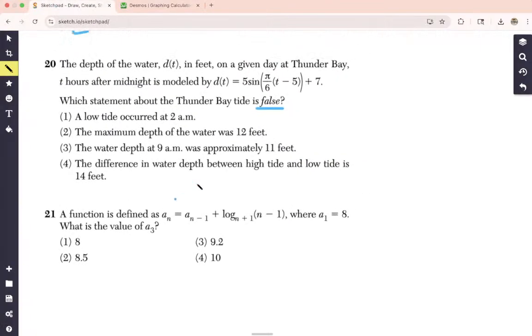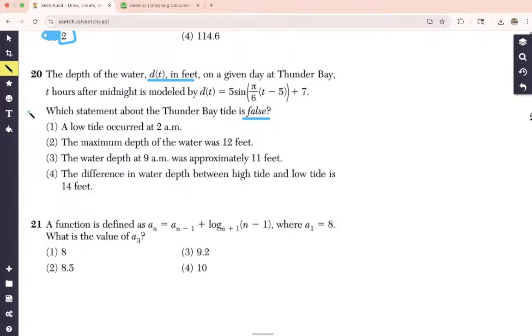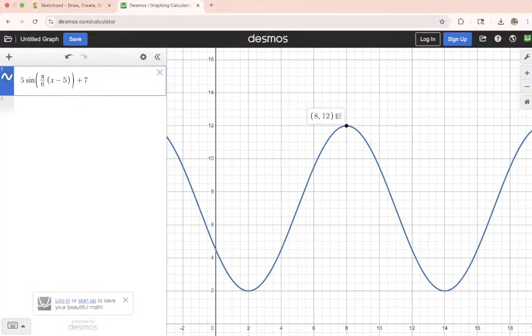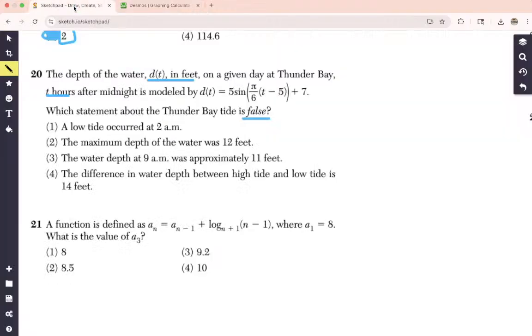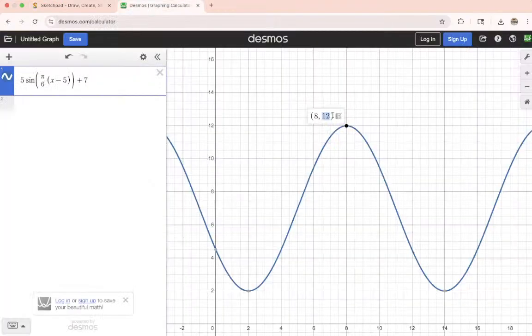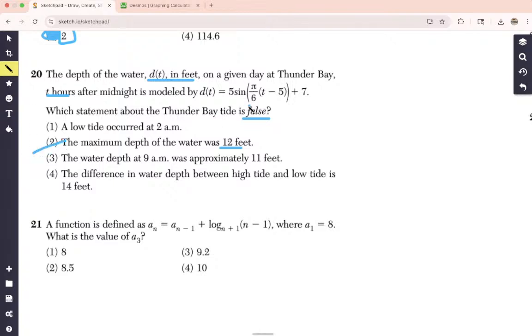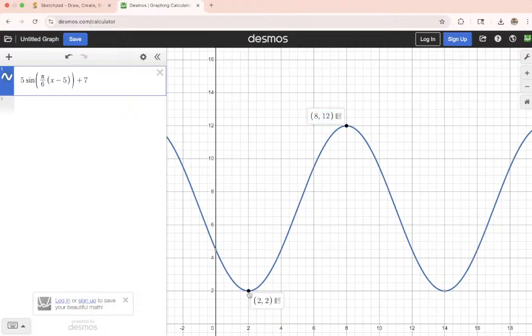So the depth of the water in feet. On our x-axis it's going to be time, and our y-axis is going to be the depth of the water. Notice how the maximum depth of the water is 12 feet, right here. We're trying to look for the statement that's false, so this is a true statement, which means it can't be that. The difference in water between high tide and low tide is 14 feet. Low tide, high tide, the difference looks like 10 feet.